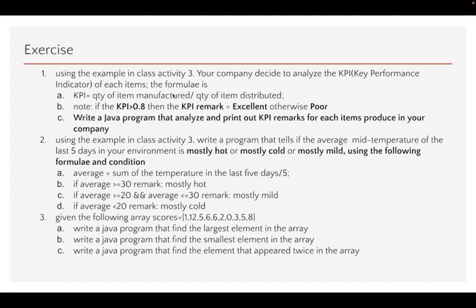Mind you, each of these can have an excellent performance or a poor performance. Whenever the key performance indicator, after using this formula to calculate it, amounts to 0.8 or greater, 0.8 to 1, then you should have a remark of excellent. Otherwise, you should have a remark of poor, that is a poor performance on that item. So you have to write a Java program that analyzes and prints out the KPI remark for each item produced in your company. Your program will allow the user to enter the quantity manufactured for each of these items and the quantity distributed.